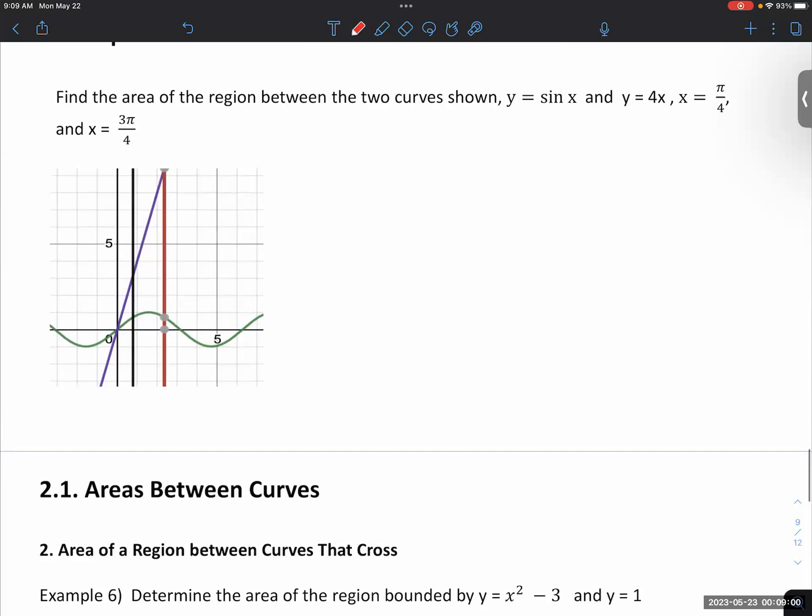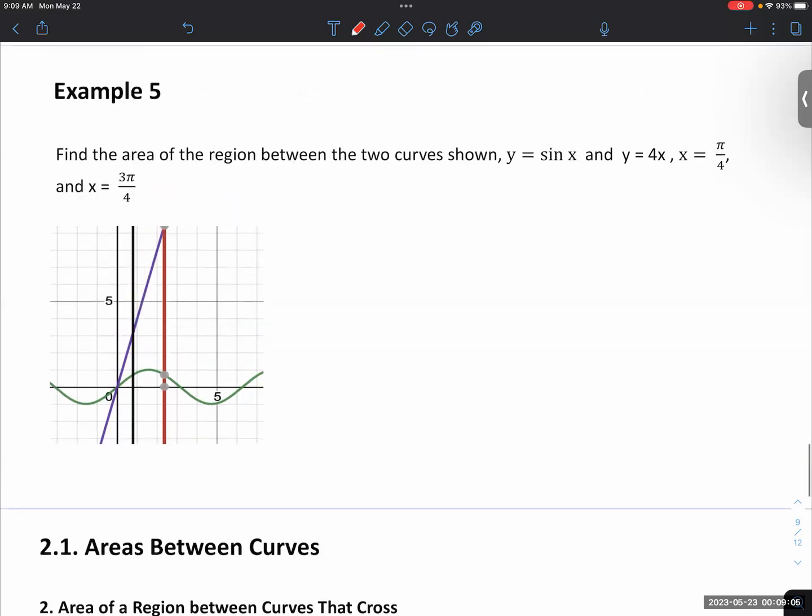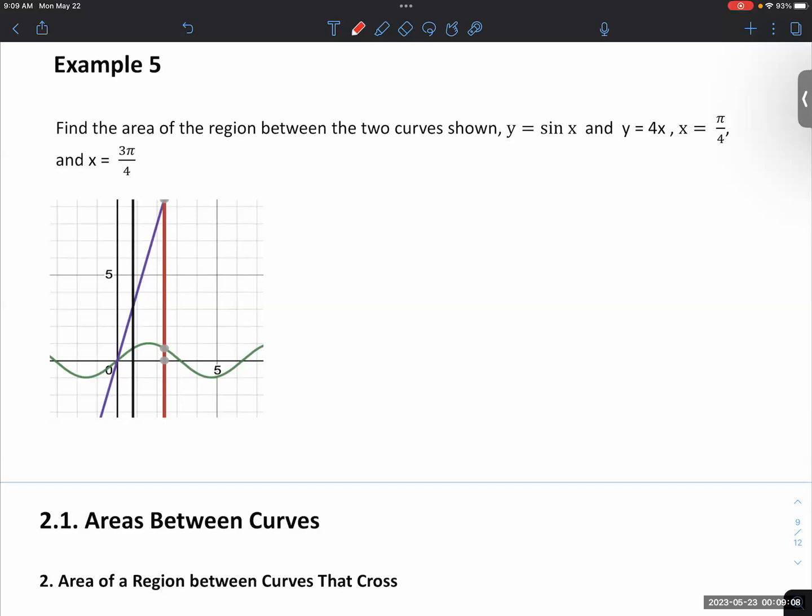Here we go. So we are looking for the area. We have a couple of functions: y equal to sine x, y equal to 4x, x equal to pi over 4, x equal to 3 pi over 4. So we have 4 different functions going on. Let's look at it. y equal to sine x is going to be the green one. This is a trigonometric function. Y equal to 4x is linear. So the purple one is going to be the y equal to 4x function.